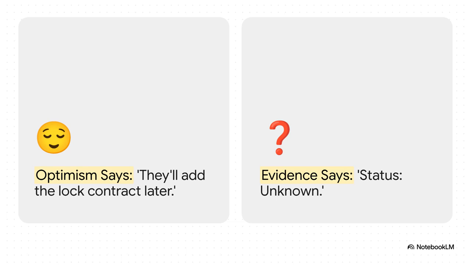The team says, oh yeah, we'll get that lock contract up later, promise. And part of you wants to believe them, right? But what does the evidence say right here, right now? It says the status is unknown. That's it. You don't fill in that blank with hope, you just label it unknown.